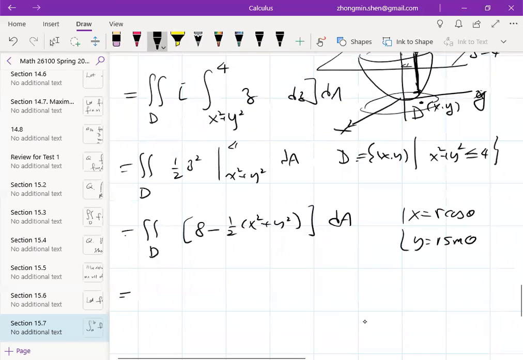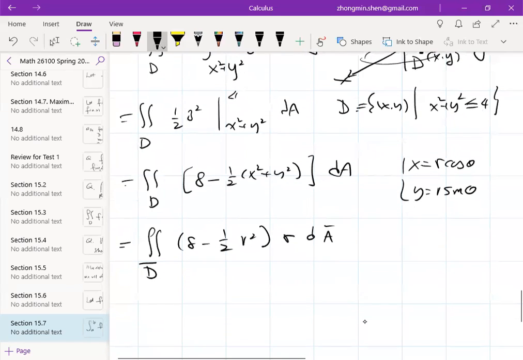So this is going to be the integral of 8 minus half of r squared, times r, and dA is going to be dr d theta. So theta goes from 0 to 2 pi, and r goes from 0 to 2. What is r? r is 2. The integral is 8 minus half of r squared, times r, dr d theta.